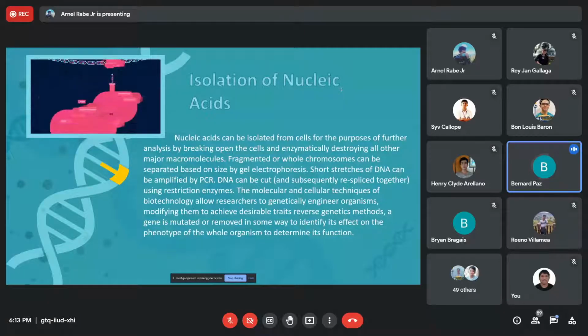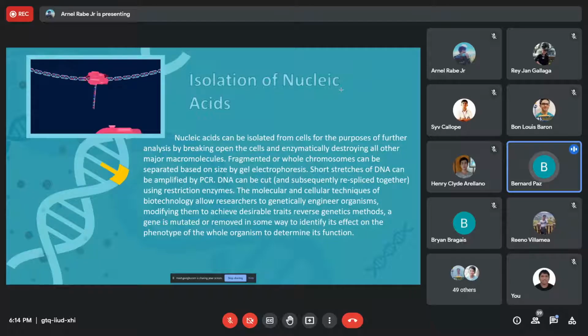Nucleic acids can be isolated from cells for the purposes of further analysis. By breaking open the cells and enzymatically destroying all other major macromolecules, fragmented or whole chromosomes can be separated based on size by gel electrophoresis. Short stretches of DNA can be amplified by PCR. DNA can be cut and subsequently spliced together by restriction enzymes. The molecular and cellular techniques of biotechnology allow researchers to genetically engineer organisms, modifying them to achieve desirable traits.